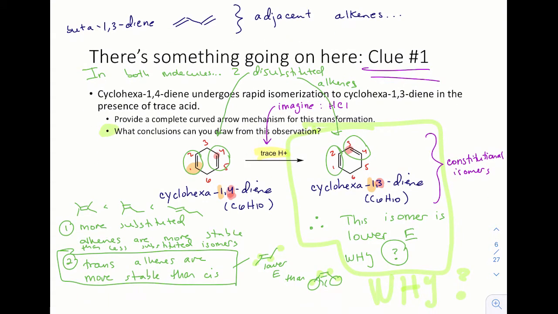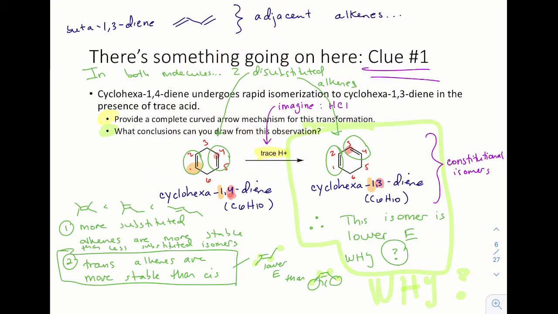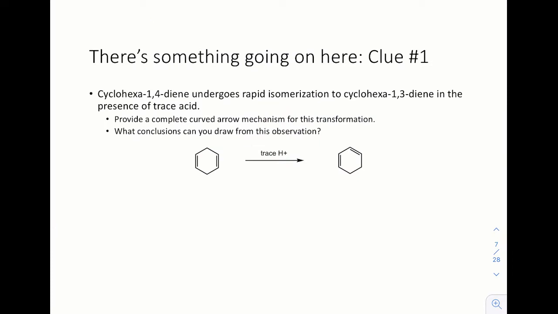Although our focus will be on why the 1,3 isomer is lower energy than the 1,4 isomer, I do want to take a brief time out to provide a complete curved arrow mechanism for this transformation. Here's the cleaned up slide. Go ahead and give it a shot before I work through it with you. Last chance.